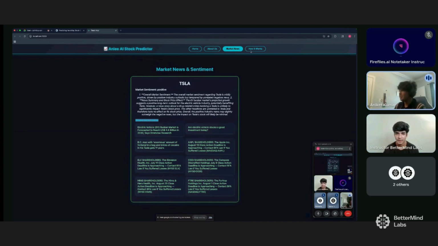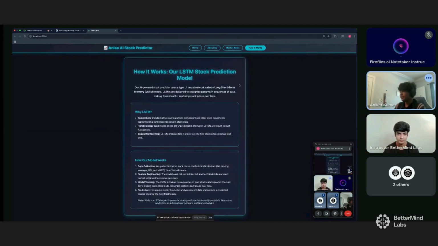Oh yeah, I was just going to mention the last page. There's a how it works page. We essentially chose an LSTM model for our stock prediction. We chose this because it's really important that it remembers trends. This is crucial for the stock market as you need to know the patterns.